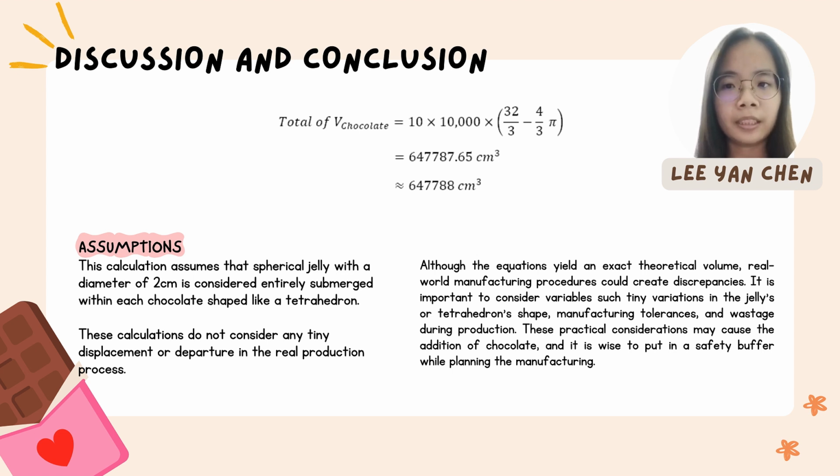This calculation does not consider any tiny displacement or departure in the real production process. Although the equation yields an exact theoretical volume, real-world manufacturing procedures could create discrepancies. It is important to consider variables such as tiny variations in the jelly or tetrahedron shape, manufacturing tolerances, and wastage during production. These practical considerations may require additional chocolate, and it is wise to put in a safety buffer while planning the manufacturing.